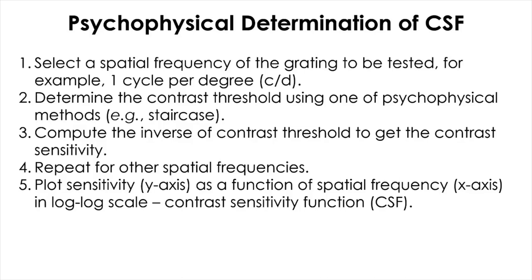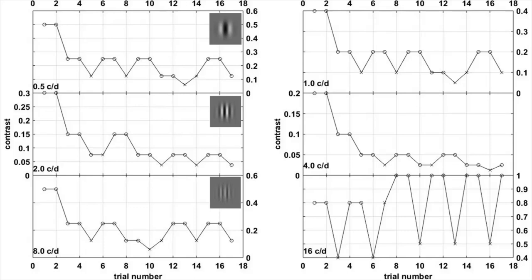So let's take a look at a previous exam question where you're given 6 different staircases measuring the contrast threshold. From top left to the bottom right, we have different spatial frequencies tested, ranging from half a cycle per degree to 16 cycles per degree. And the staircase used here is a 2-to-1 staircase, right? Because for every 2 correct responses, or every 2 positive responses, the contrast goes down, but the contrast goes up for every negative response. So this is the 2 down, 1 up staircase, right?